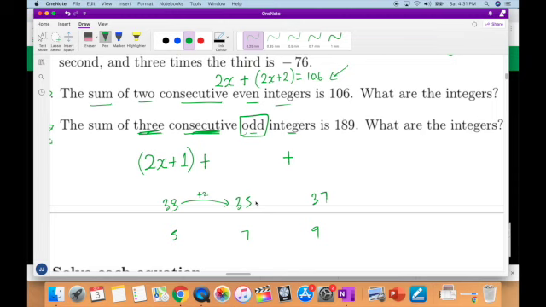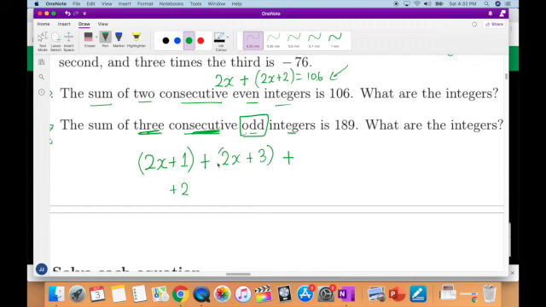What do I have to do to 35 to get 37? What do I have to do to 5 to get 7? What do I have to do to 7 to get 9? So what do I have to do to 2x plus 1 to get my next number? Add 2. The 1 and the 2 will give me 3. So now the next number is going to be 2x plus 3.